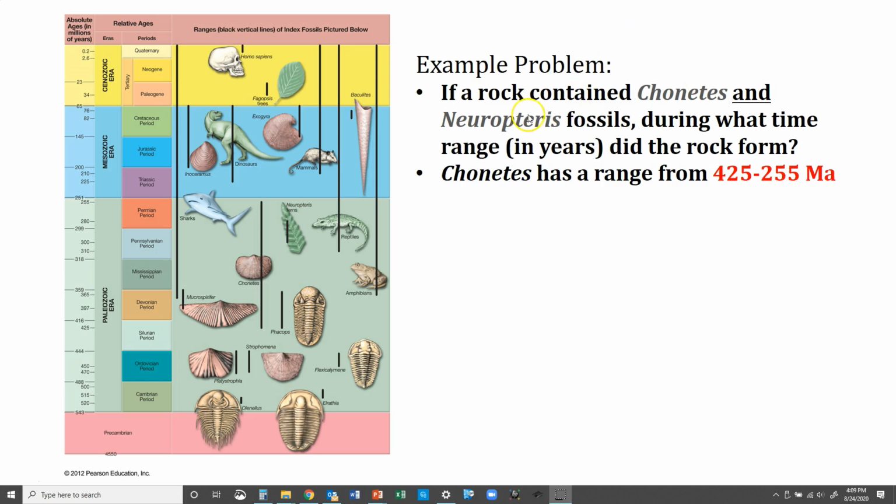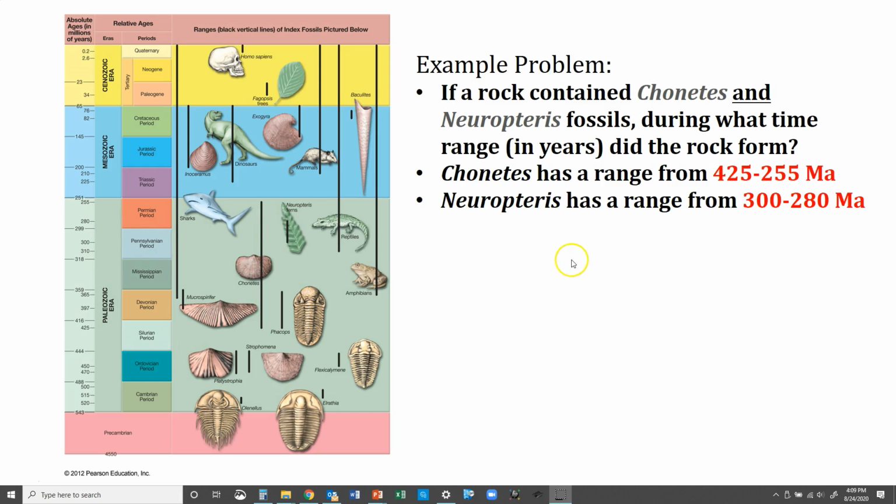Now, we need to do the same thing for Neuropterus. So Neuropterus is our fern. It has a much shorter black line here. It came into existence about 300 million years ago, and it went extinct about 280 million years ago.